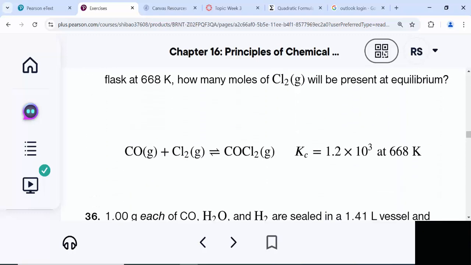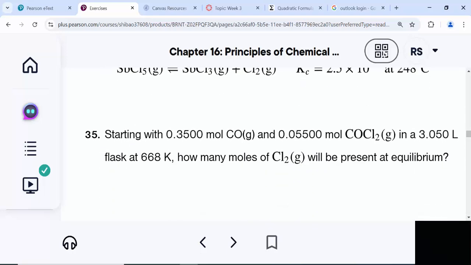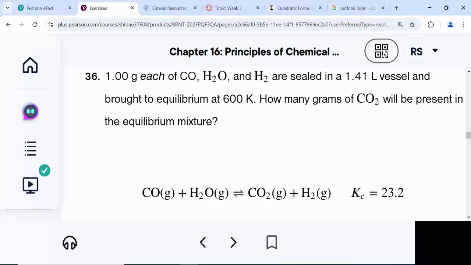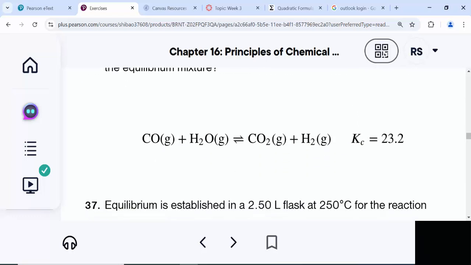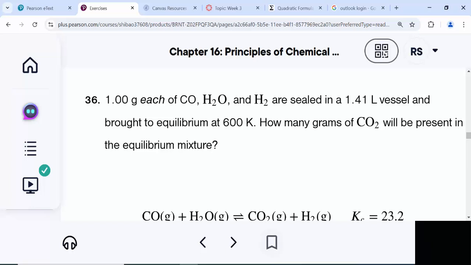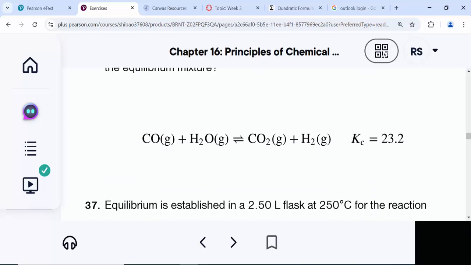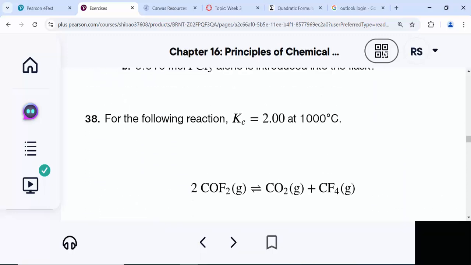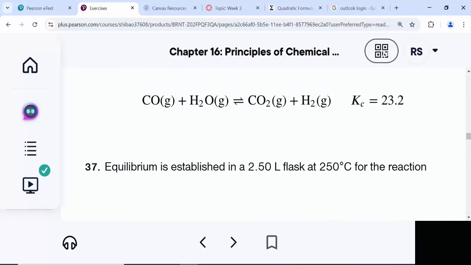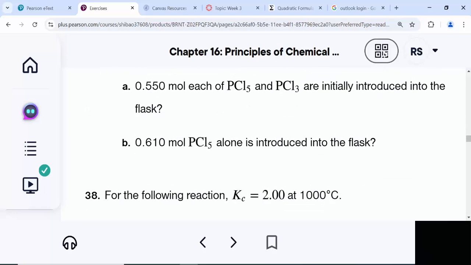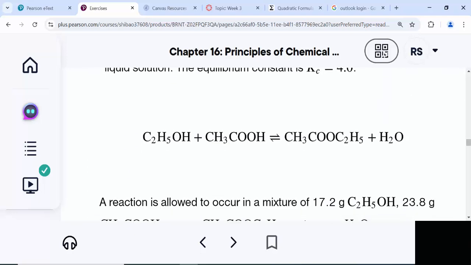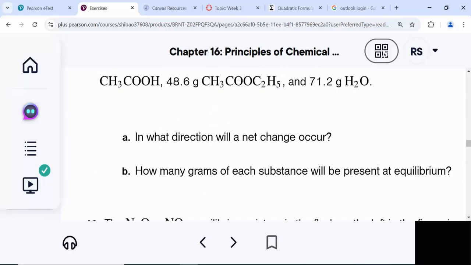But none of these are room temperature. 248 degrees C, 668 Kelvin. Oh, this one might be room temperature because it's not specified. If temperature is not specified, then it's likely room temperature, unless they made a typo and forgot to include that in there. Oh, did it? Oh, all right. 250 degrees C, 1,000 degrees C. I don't know. We'll come back.